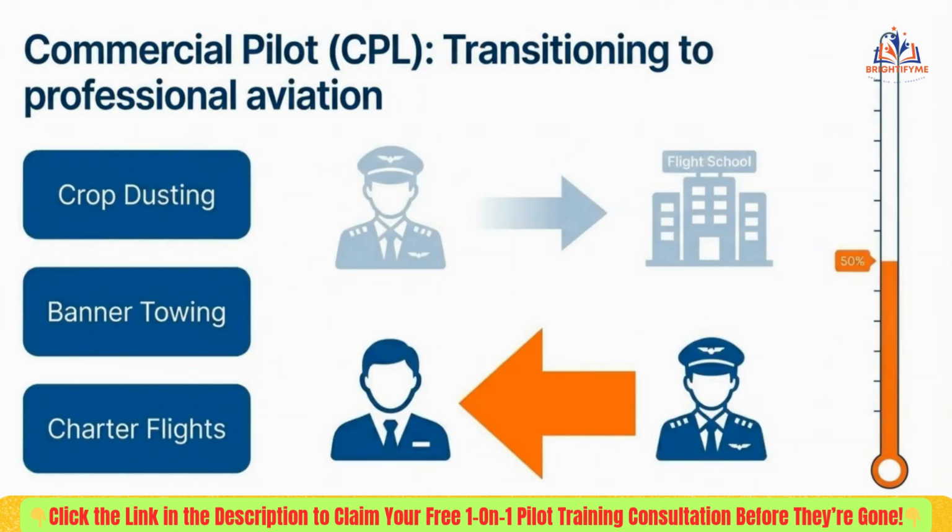The transition to professional aviation happens at the commercial pilot license level. Once you hold a CPL, you have reached the 50% mark of the hierarchy and can finally be paid for your services. This opens doors to specialized roles such as crop dusting, banner towing, conducting charter flights, or even working as a flight instructor to help others learn the ropes.